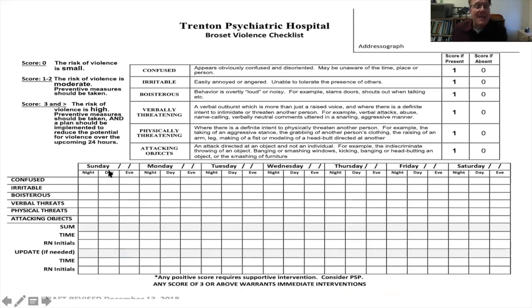And so the way it works is the night shift here will be rating whether the person is confused. If not, 0. Whether they're irritable. If not, 0.